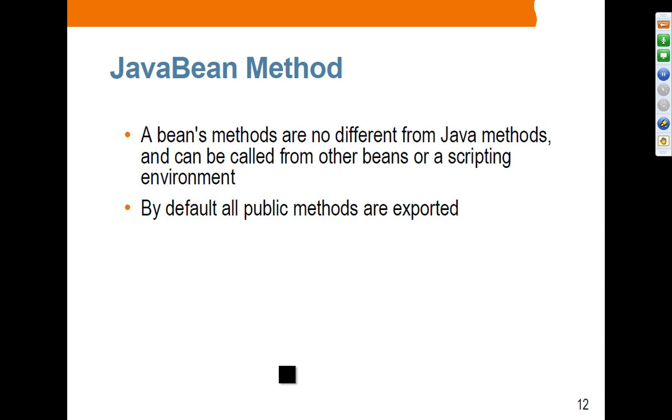A JavaBeans method is no different from a regular Java method. It's just a regular method, but it can be called from other beans or a scripting environment. By default, all public methods are exported.